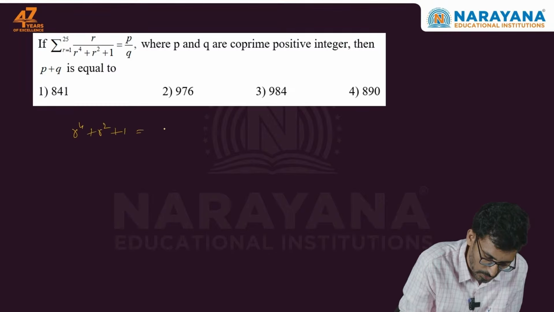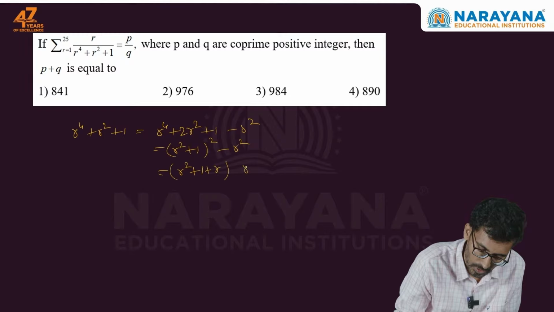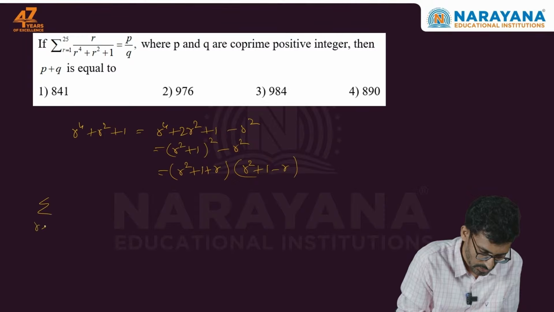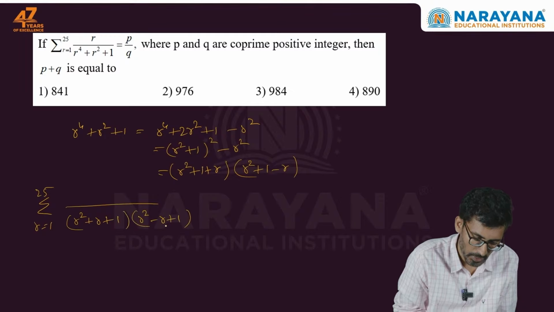It is equal to r power 4 plus 2r square plus 1 minus r square, which is equal to (r square plus 1) whole square minus r square, which is equal to (r square plus 1 plus r) into (r square plus 1 minus r). So sigma r is equal to 1 to 25. I will write the denominator as (r square plus r plus 1) into (r square minus r plus 1). In the numerator we have r.